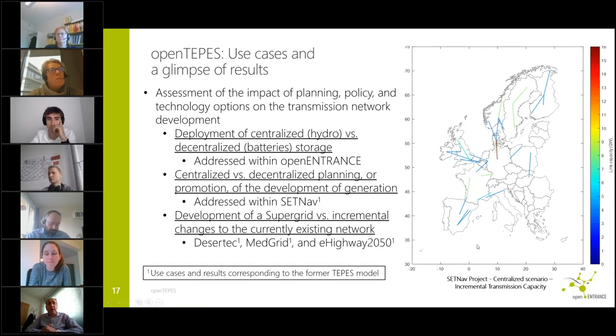Nowadays, we are using this model more to evaluate or to assess the different kinds of storage systems, for example, pumped storage hydro or batteries at operational level, and try to compare both in the medium or long term. And that is all from my side.